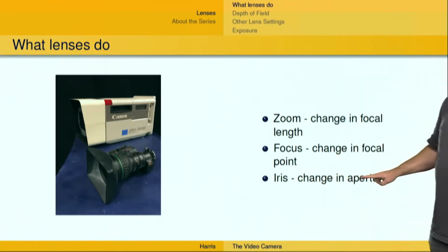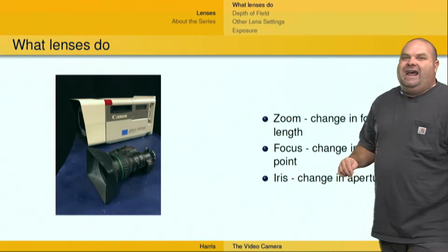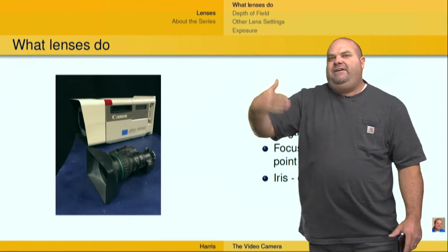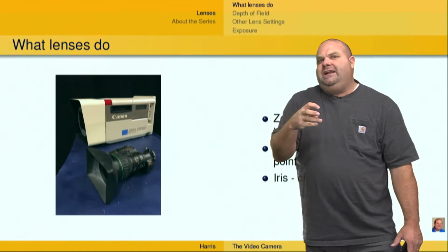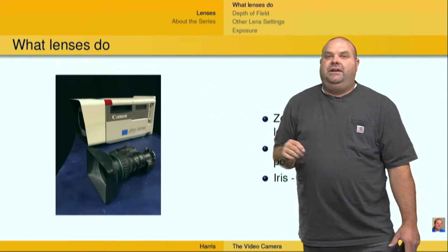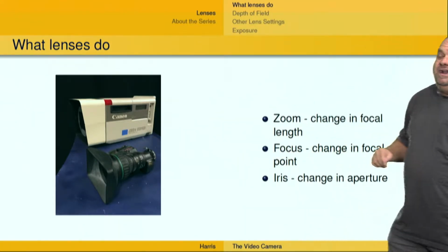Another main aspect of what a lens does is it controls iris, which is a change in aperture, which is one of the things that affects exposure, one of the main things that affects exposure. We can reduce the amount of light going through the lens, or we can increase the amount of light going through the lens to make it so that the camera can pull off a proper exposure.